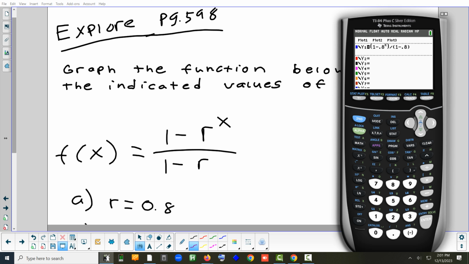Okay, what I'm going to do is look at the table. And let's see what happens. When we start out plugging in 1 for x, that's the answer. When you plug in 2, you get 1.8. Now, I can't 100% tell what's happening. So I'm going to put it on table setup, and I'm going to put it on ask so I can type in what I want to see.